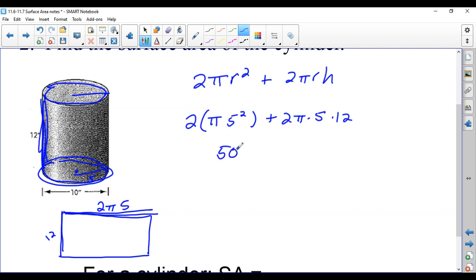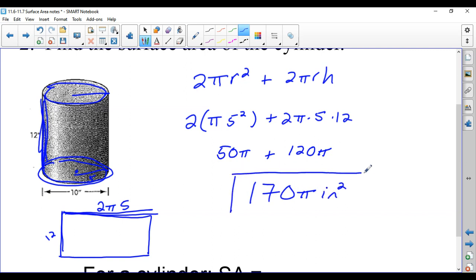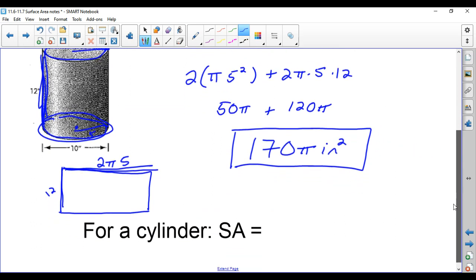I get 50 pi here plus 120 pi. Those are like terms because they're both in terms of pi. So I get 170 pi, and my unit here, it's area, so it's square inches. One comment, make sure that you leave your answers in terms of pi whenever possible.